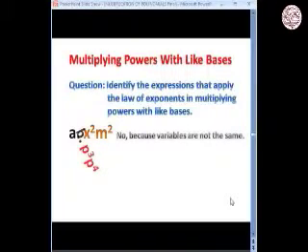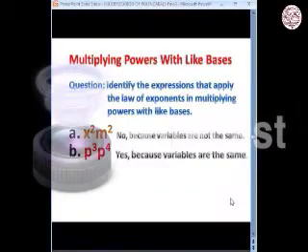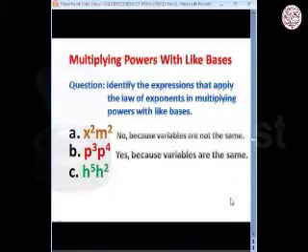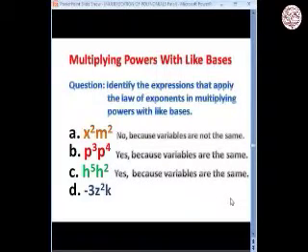How about letter B? B cubed times b raised to 4. Good. The answer is yes because the variables are the same. Let's take for example letter C. H to the fifth times h squared. Still yes because the variables are the same. And the last example, negative 3z squared k. What do you think? Yes or no? The answer is no because the variables are not the same.